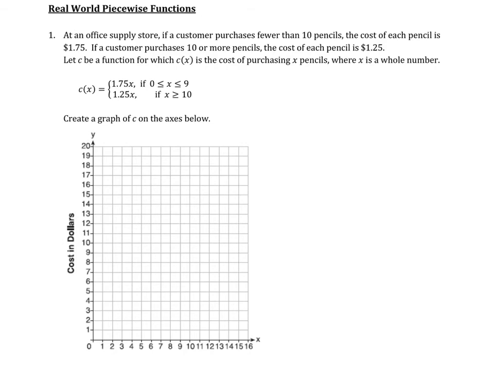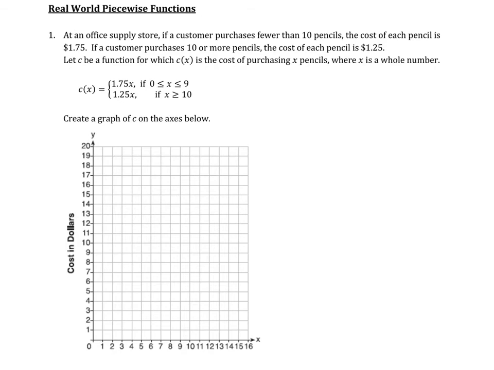And isn't that what we said here? That when x is fewer than 10 pencils, when you purchase less than 10 pencils, you are paying $1.75 a pencil. But then there must be some special deal, okay, where if you purchase more than 10, you are now paying $1.25. Okay, and so we are going to follow this piecewise function that's already made for you. $1.75x between 0 and 9 pencils, $1.25x when x is bigger than 10. Create a graph of C on the axis below.